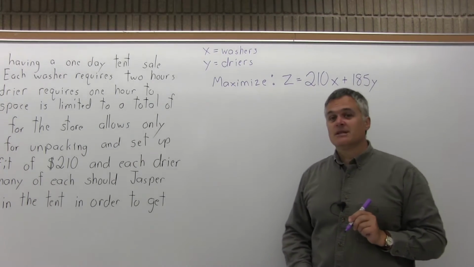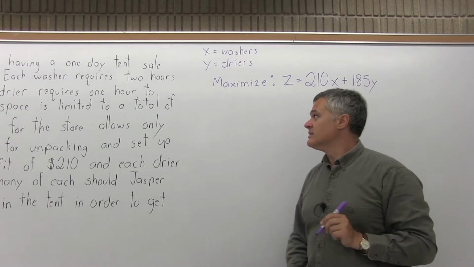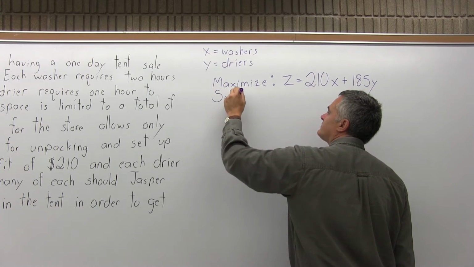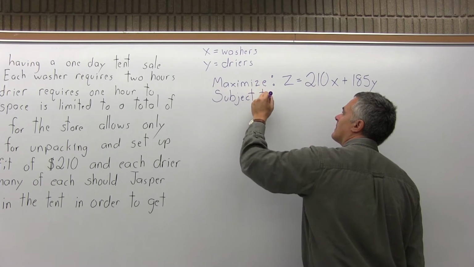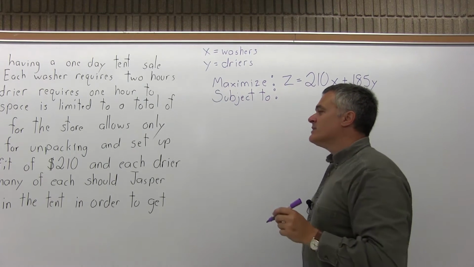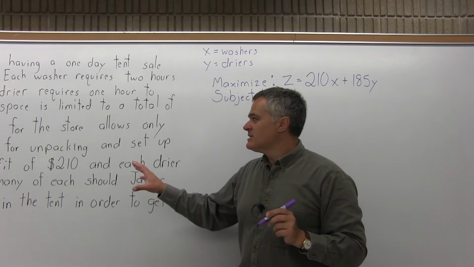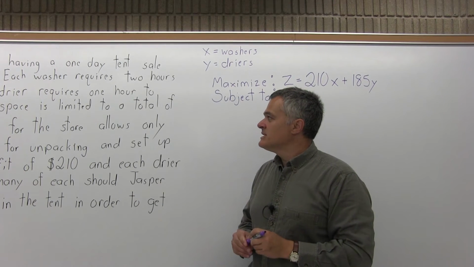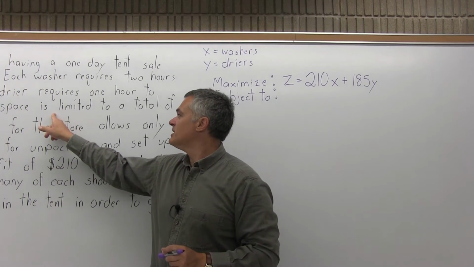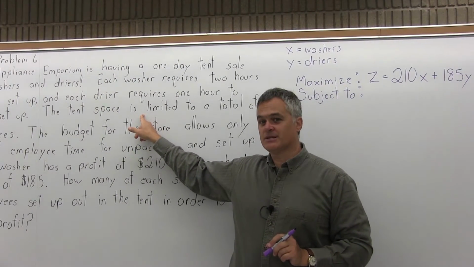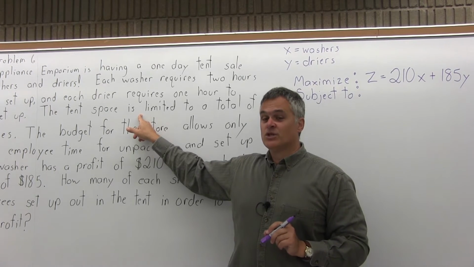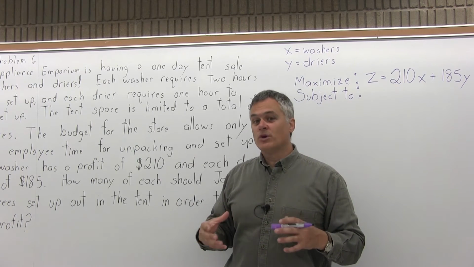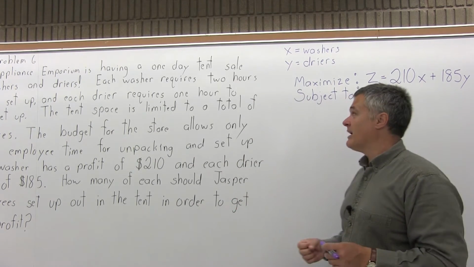Step 3 is set up the constraints, and now that's where most of the work is. So for the constraints, I'm going to write subject to, and we have a constraint of how much time there is to set it up. There's 80 hours. In addition to that, what you need to notice is the problem says the tent space is limited to a total of 50 appliances. That's a constraint. So the number of washers plus the number of dryers added together cannot total more than 50, because that's the amount of room you have in the tent.